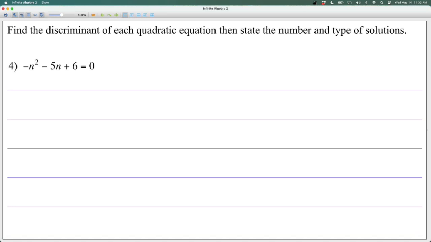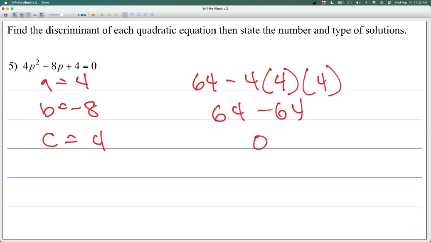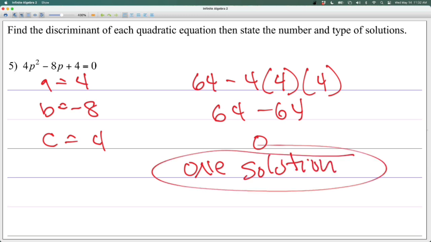All right, last one, number 5. I have 4 is A, B is negative 8, and C is 4. So I have b squared minus 4ac. That's 64 minus 64, which is 0, which is one solution.